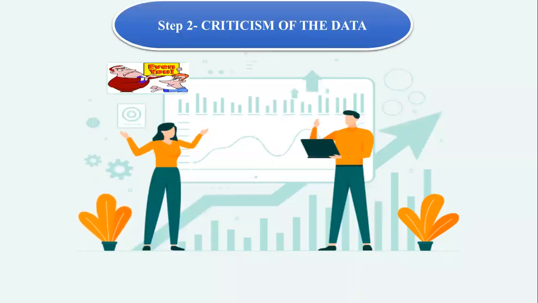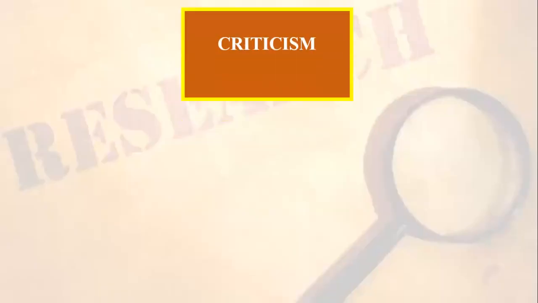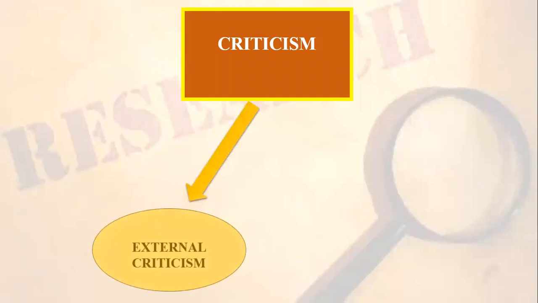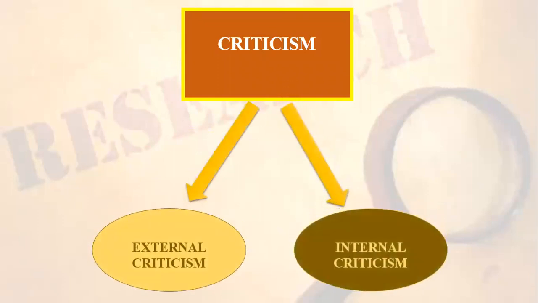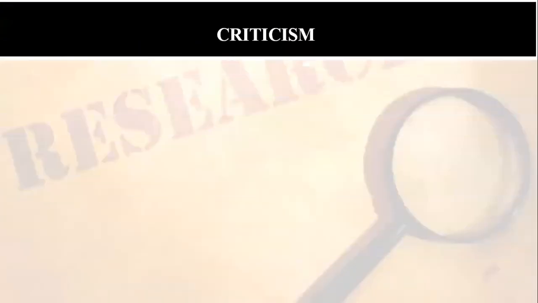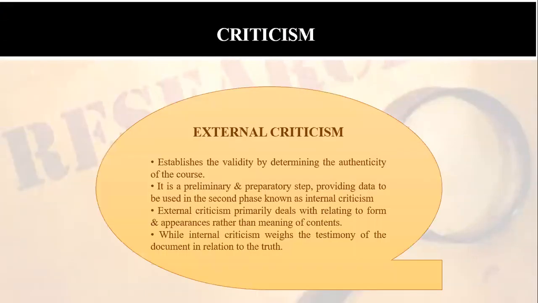And the second step in historical research is criticism of the data, right? Whenever something is created, some people criticize it because every person has their own opinion. So criticism is also divided into two types. One is external criticism, the other one is internal criticism. As you know, external criticism is about outside criticism, and internal criticism is about the work within, right?